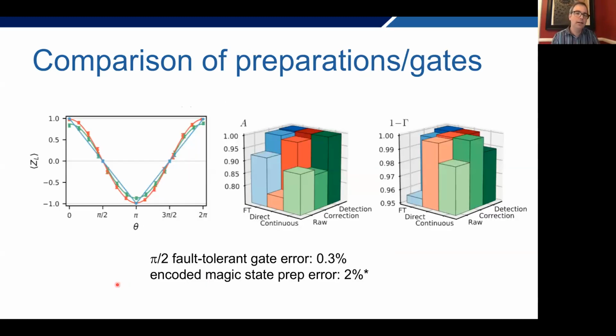When we do that, because of being atomic physicists at heart, we plot some sort of Rabi oscillation. Now for the fault-tolerant case, you can only go 0, pi over 2, pi, and so on. For the non-fault-tolerant prep and the non-fault-tolerant gate, you can of course go to any angle. And you see really phenomenal results, to me, once we're able to do the correction, both for the direct preparation and for the fault-tolerant preparation. We get incredibly high contrast, meaning that the overall size of the Bloch sphere is good.